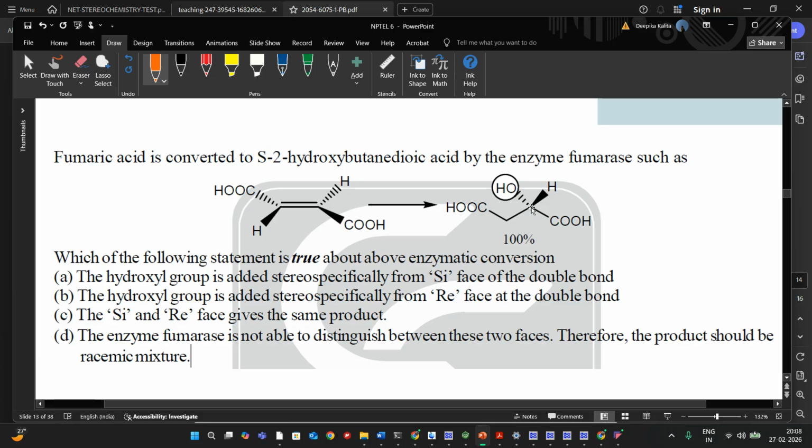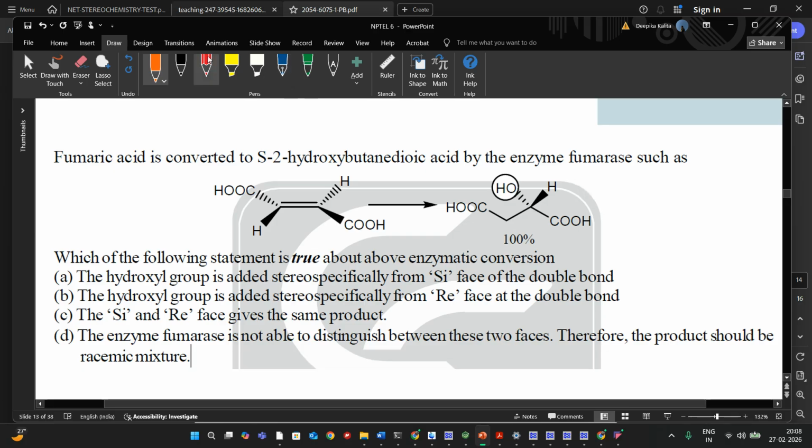The hydroxyl group is added stereospecifically from the Si face of the double bond. The hydroxyl group is added stereospecifically from the Re face of the double bond. The Si and Re faces give the same product. The enzyme fumarase is not able to distinguish between these two faces. Therefore, the product should be a racemic mixture.